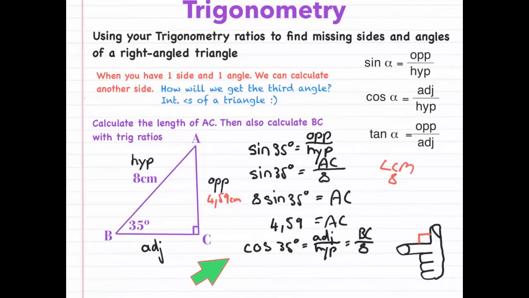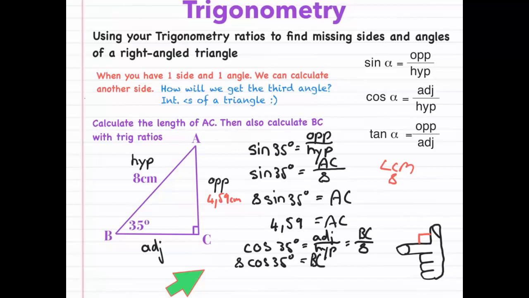So then to calculate BC, again, it's the cosine of 35 degrees equals BC divided by 8. There is a fraction in this equation, so we're going to multiply all the way through with the LCM, which is 8. So this will be 8 times the cosine of 35 degrees, which is equal to BC.